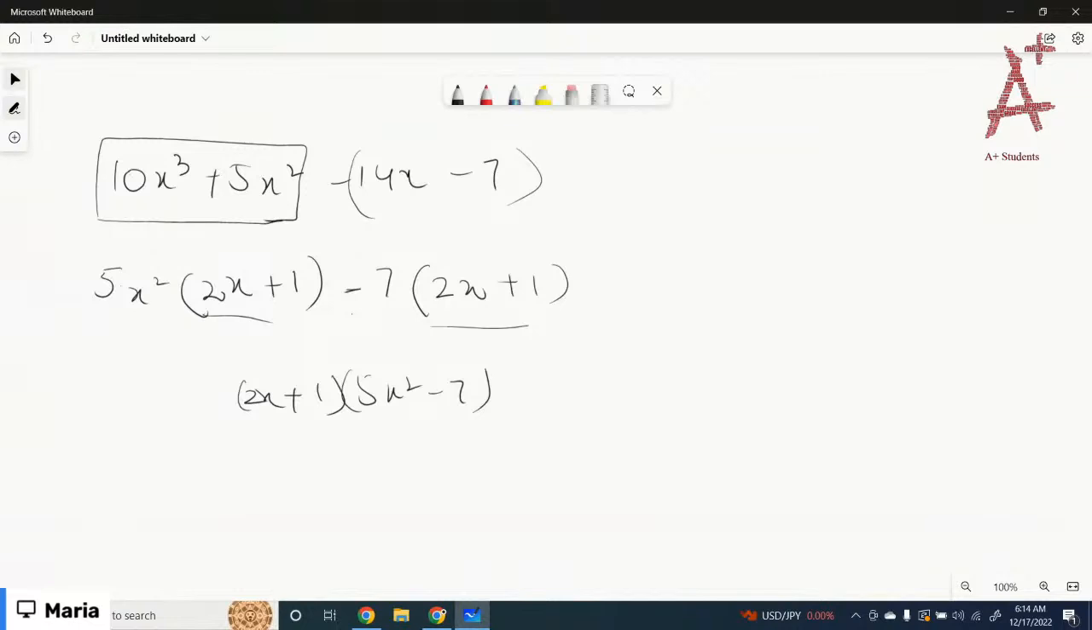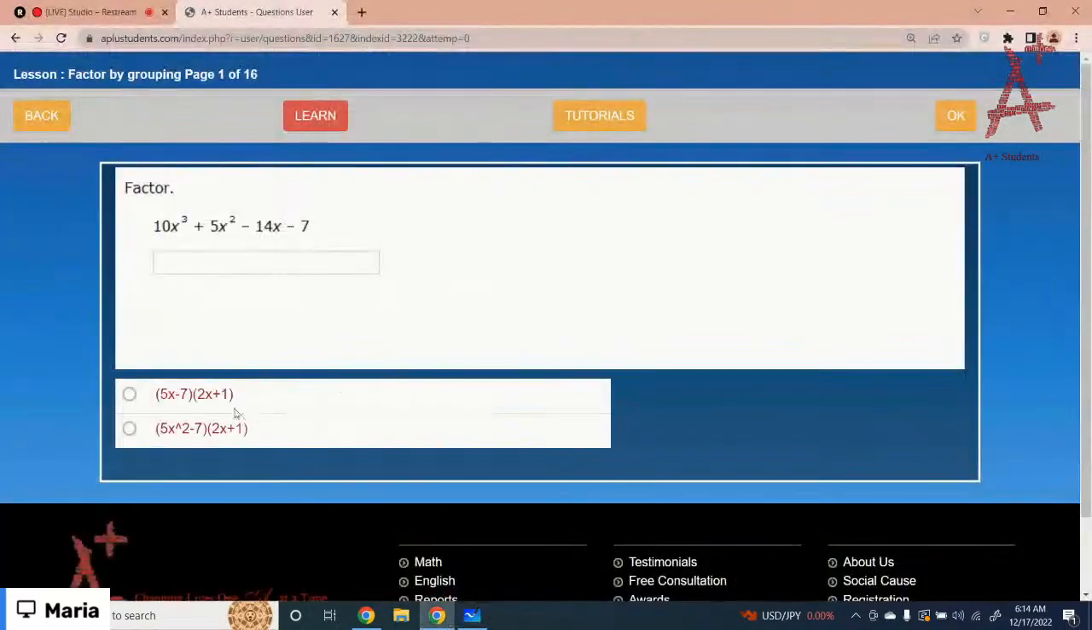Got it? If you have any question, please write the question in the chat box. I'll answer all your questions. It would be then 2x plus 1 and 5x square minus 7. Got it? 5x square minus 7 and 2x plus 1. The second option is the correct one. Got it?